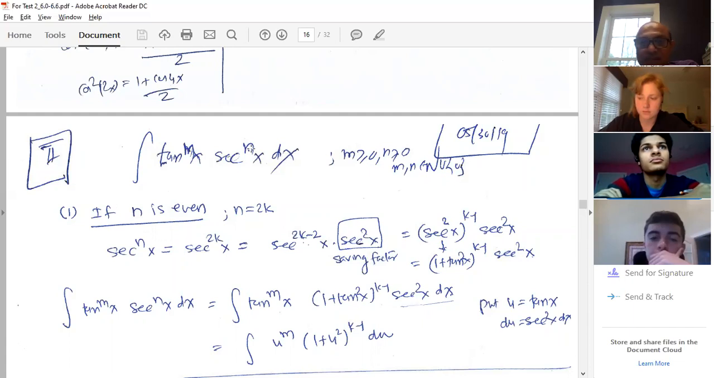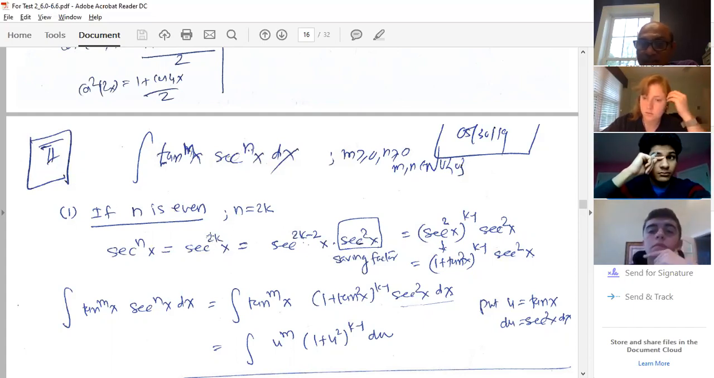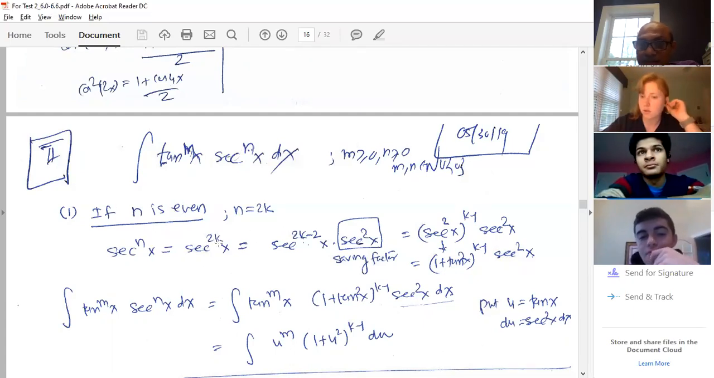like previous case. So if n is even, even means n equal to 2k, k is equal to 1, 2, 3, 4, and so on, right? So secant to the power n x can be written as secant to the power 2k x. The same thing, but here now I'm not taking secant square outside and to the power k. No, I am taking 2k minus 2 and 2k plus 2. Means I am adding 2 over here and I'm subtracting 2 here.